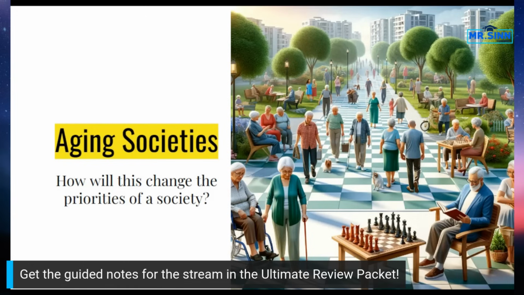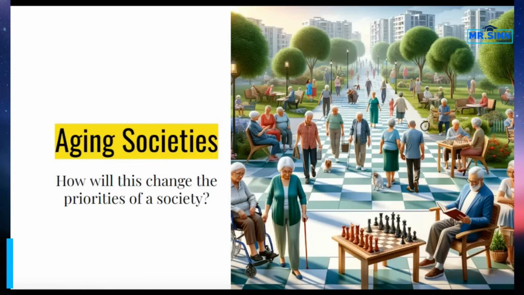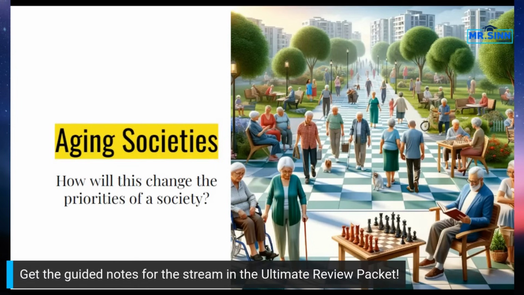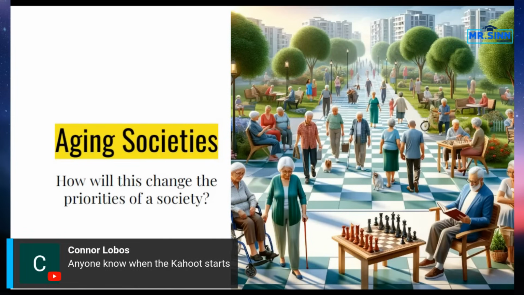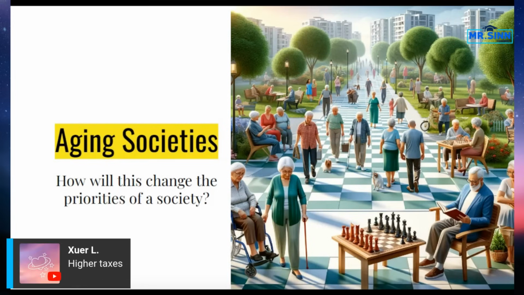All right, so a couple things. People are saying need for more healthcare. That would definitely be stuff that could come up. Support for the elderly, that would be something that would happen. The Kahoot is going to happen probably in like 20-ish minutes or so, hopefully maybe a little more. Dependency increases, less children, more hospitals, higher taxes. This is something to actually think about.